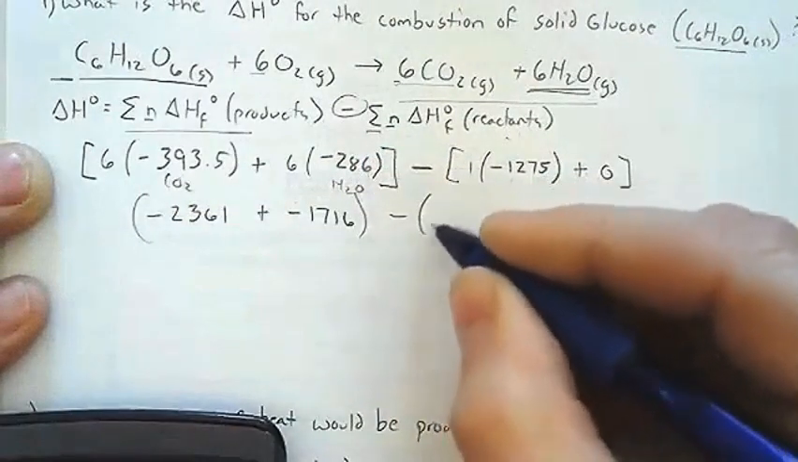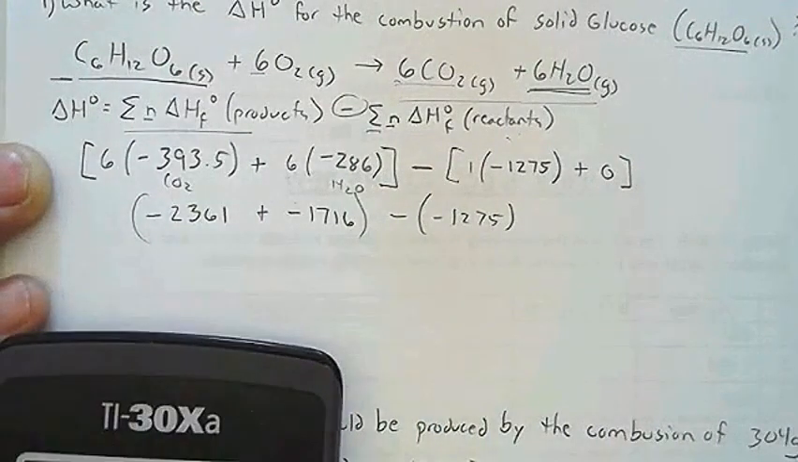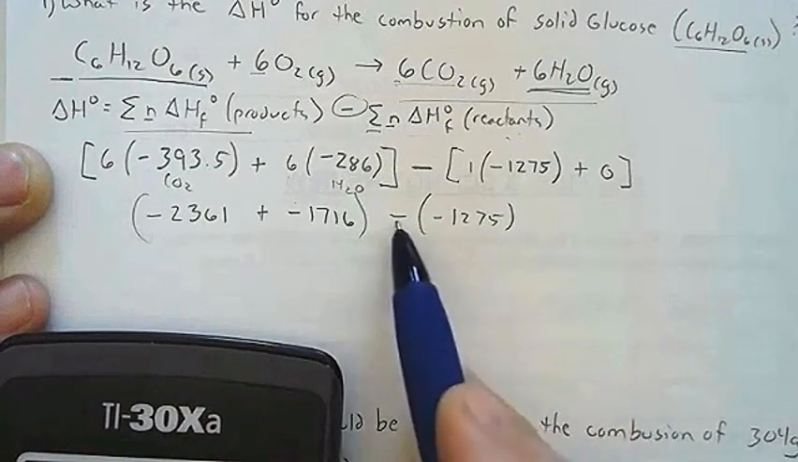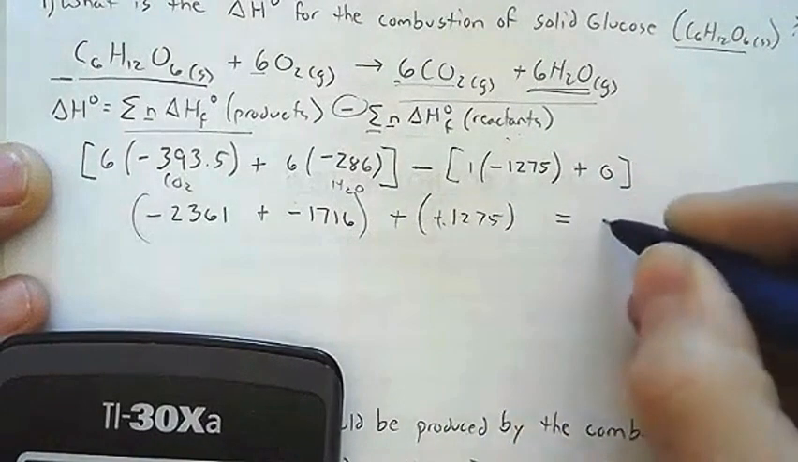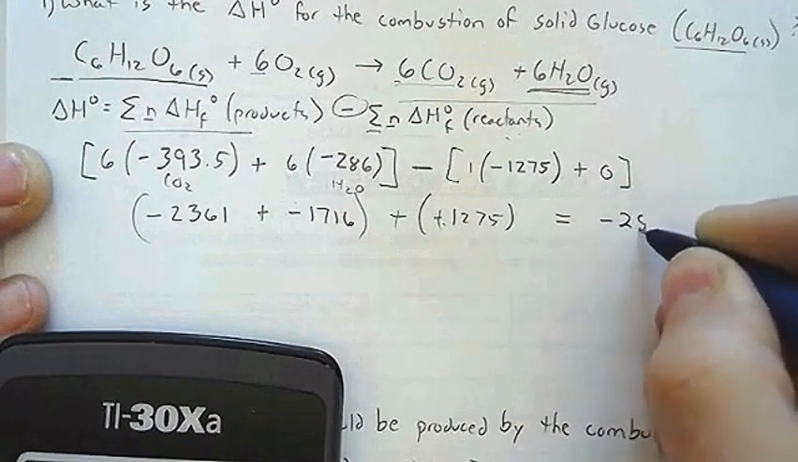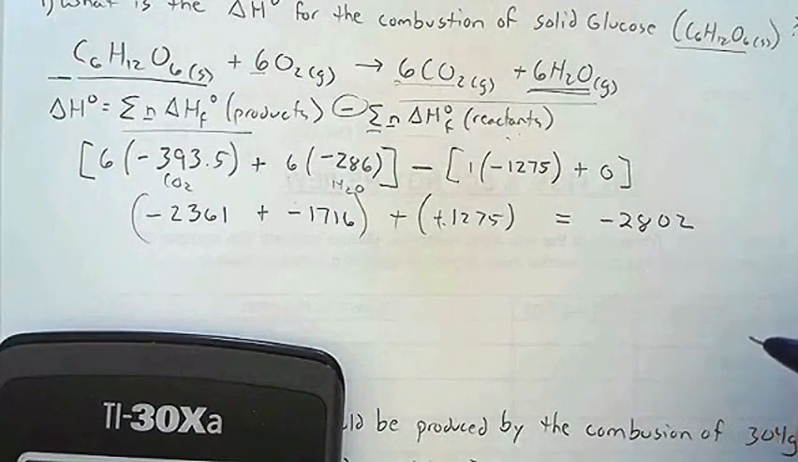And we're going to be subtracting negative 1275. So we have negative 2361 plus negative 1716 equals, all right, and then since that's two negatives, those are going to be plus, so we're just going to go plus 1275. And we equal a grand total of negative 2802. Right? Negative 2802.